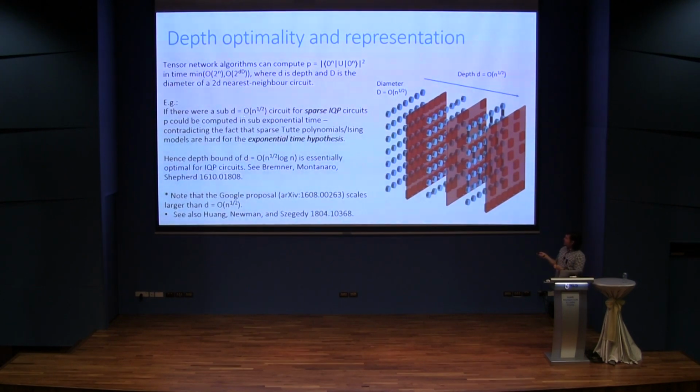So imagine you have a sub-square root n depth circuit for a set of circuits we call sparse IQP circuits. Then what you'll find is that the output probability can be computed in sub-exponential time. Now, this contradicts another known fact, which comes from the exponential time hypothesis, that such output probabilities actually seem to require exponential time to be computed. So we talked about that in this paper, but also Huang, Newman, and Szegedy talked about this year and showed that.